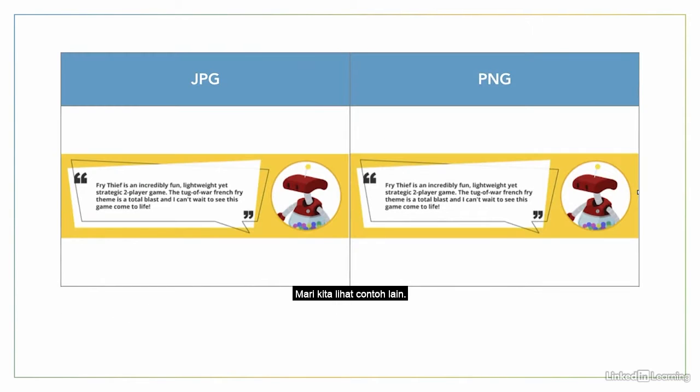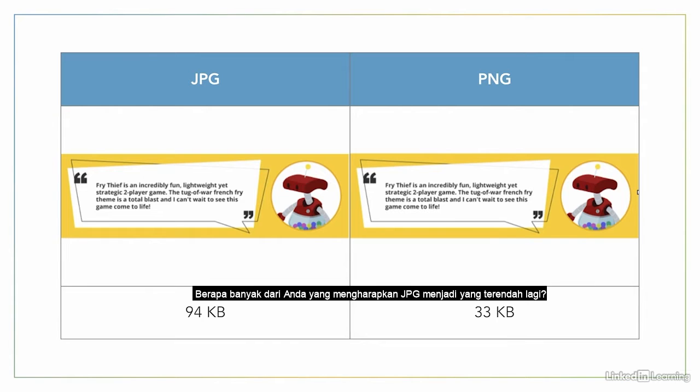Let's take a look at another example. Which of these files do you think is larger? Left is JPEG and the right is PNG. How many of you expected the JPEG to be lowest again? JPEGs and PNG files store pixel data in a completely different way, so they're very good at different things, and you want to save some types of media in one format and other media in a different format.